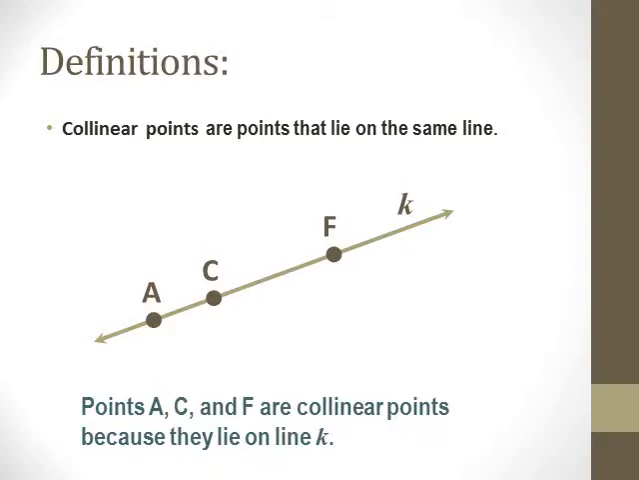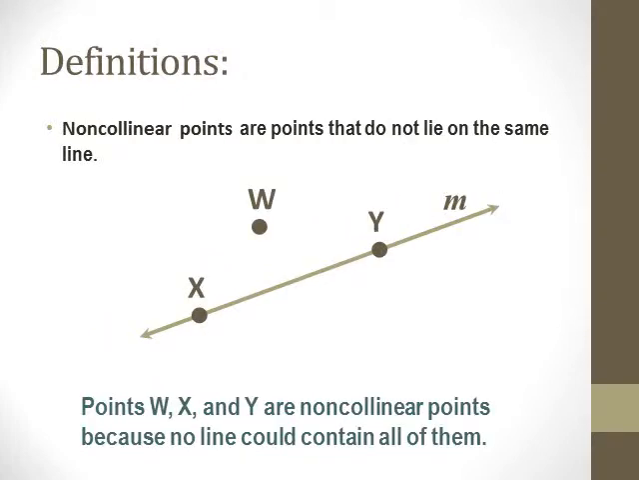Our first definition is collinear. Collinear points are points that lie on the same line. So points A, C, and F are collinear points because they all lie on the line K. Non-collinear points are points that do not lie on the same line. As this picture shows, you've got two points, X and Y, that are collinear, but those three altogether, including W, are non-collinear. No line can contain all three of them.